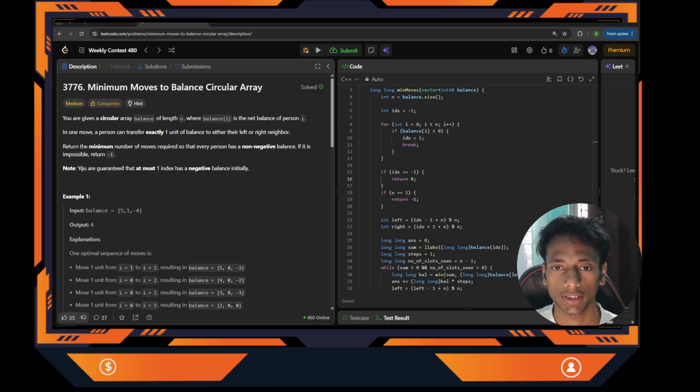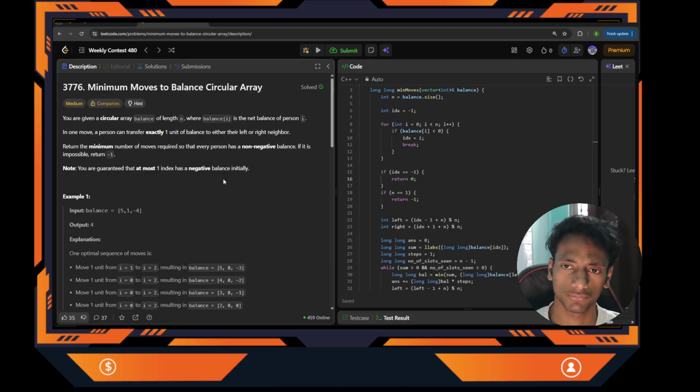You are guaranteed that at most one index has a negative balance initially. So they mention that at most one index can have a negative balance initially, which means 0 or 1. 0 means there is no negative balance, and 1 means only one index actually has a negative balance.